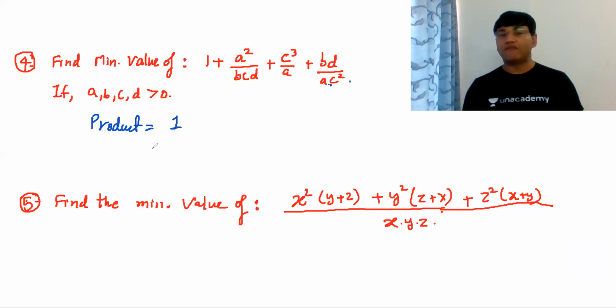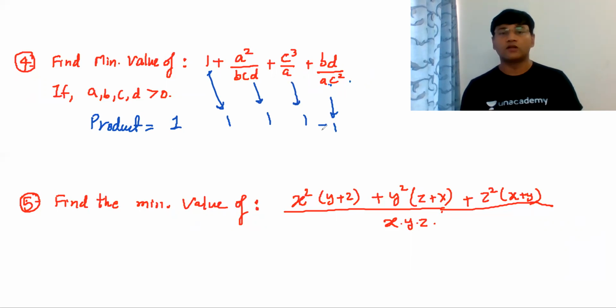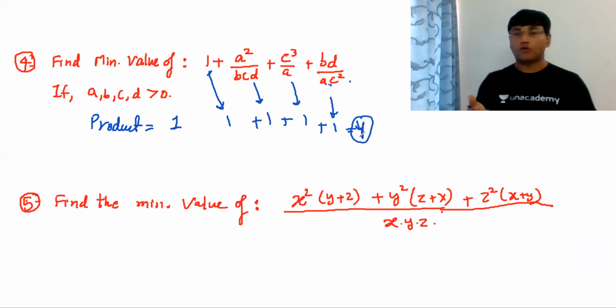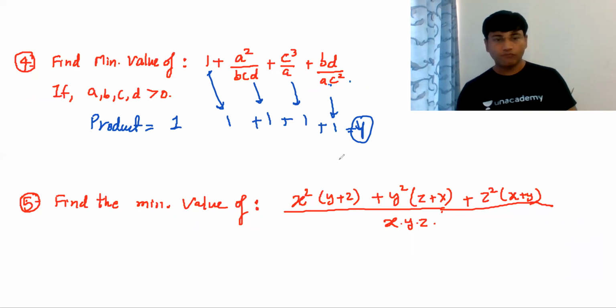So their sum is minimum and all are equal. So each of them has to be 1. So minimum value of sum will be 1 plus 1 plus 1 plus 1. So your answer is 4. Right guys? So that is what you have to do. If product is given, sum is minimum when all are equal. That is the rule I am using here.